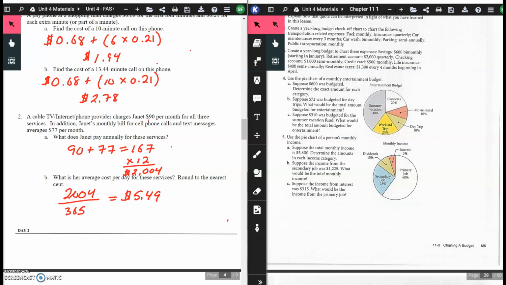What is her average cost per day for these services? Round to the nearest cent. $2,004 divided by 365 per day gives you $5.49 per day for these costs. And that's it for section 11.2.